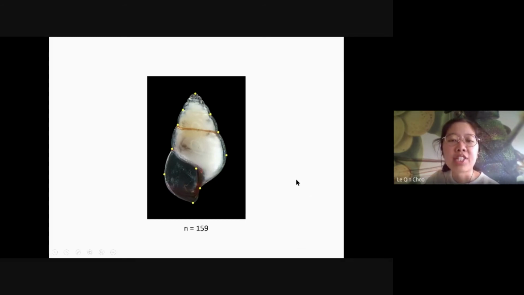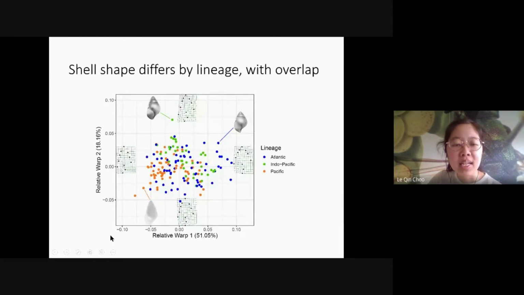And then we looked at the shell shape. So we placed landmarks, as indicated by the yellow dots, on the shell margin and shell aperture. And then we did this for 159 individuals for which we had genetic data. Then we did a relative warp analysis, which is kind of analogous to a PCA. And this is what we find. So these are the axes of the most variance, relative warp 1, explaining 51% of the shell-shaped data, and relative warp 2, explaining 18% of the shell-shaped data.